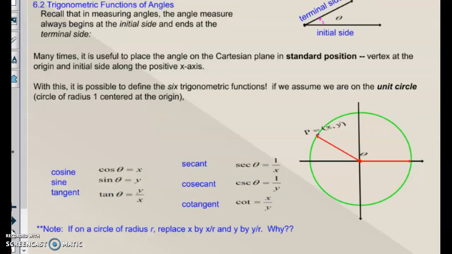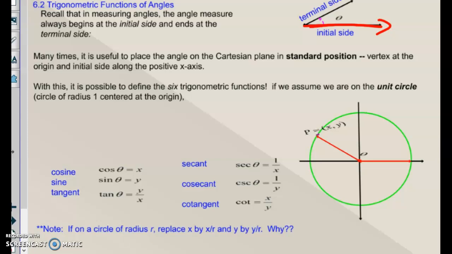In section 2 here, we're talking about the different functions. Recall that in measuring angles, the angle measure always begins at the initial side and ends at the terminal side. So the positive x-axis is going to be our initial side for almost everything, and the terminal side is where stuff ends up. Many times it's useful to place the angle on a Cartesian plane, the x and y axis, in standard position with the vertex at the origin, and the initial side along the positive x-axis.